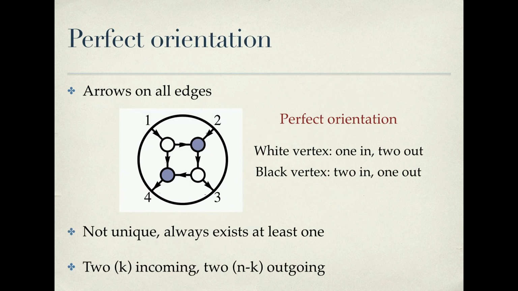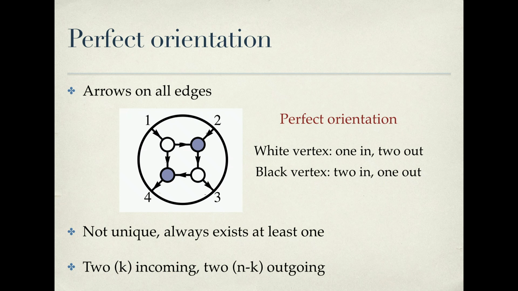OK. Now take the same graph and choose something called a perfect orientation. Everything is graph theory at the moment. The perfect orientation is that I put arrows on edges. I put any arrows I want, but such that on a white vertex there is 1 arrow in and 2 arrows out, and on a black vertex it's opposite, 2 arrows in and 1 arrow out. So this is one way to label this diagram. There are other ways. It's not unique, but there always exists at least one. That's what was proven.